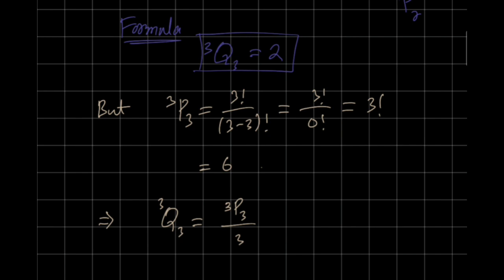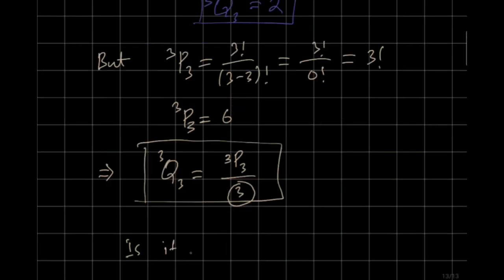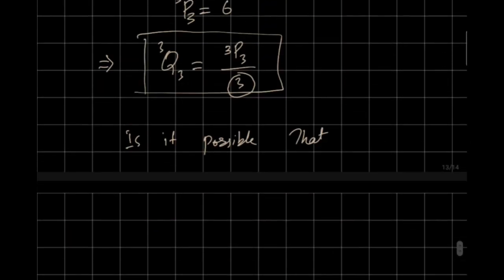Can you imagine? If I divide 3p3 by 3, what is this? This is 6. If I divide 6 by 3, then I will get 2. This is my observation, that circular permutation is obtained by dividing by the factor of 3. Is it possible, it's my question, that nqn is obtained by npn over n?